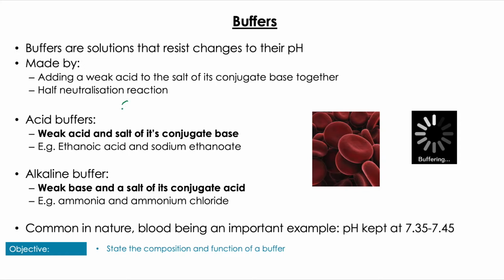So just a little reminder of what conjugates are. If we take a weak acid, then the conjugate base is that which loses a proton. So for ethanoic acid here, it would be CH3COO-, the ethanoate ion, which has lost a proton, and so therefore is its conjugate base. Now, a buffer is a solution that contains both the acid on the left-hand side and the conjugate on the right-hand side.